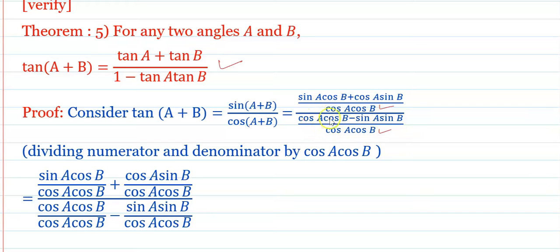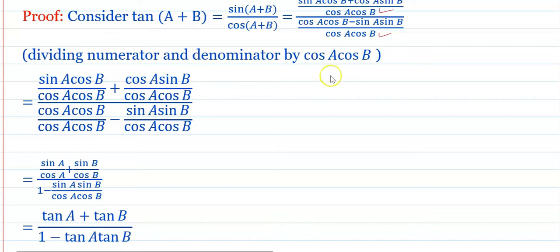After that, we split it up, that is sin a into cos b divided by cos a into cos b plus cos a into sin b upon cos a into cos b. Next, cos a into cos b upon cos a into cos b minus sin a into sin b upon cos a into cos b. If we divide this, then what will you get? Divide the numerator and denominator by cos a into cos b. Okay, now what gets cancelled here? That is, cos b gets cancelled here.